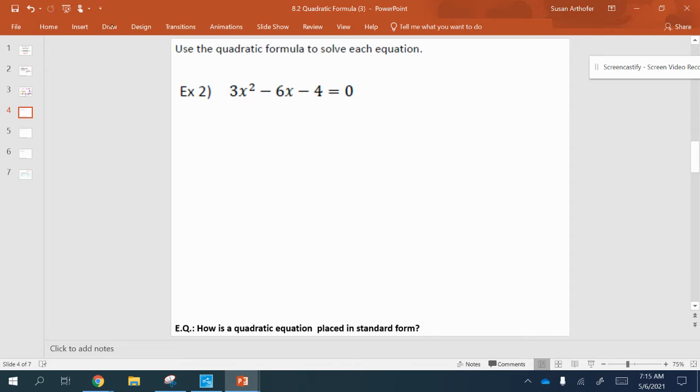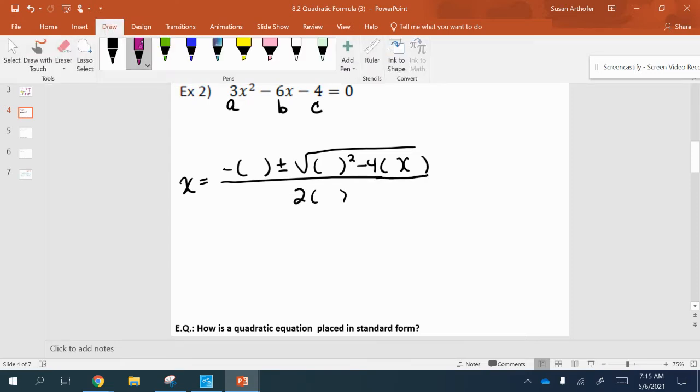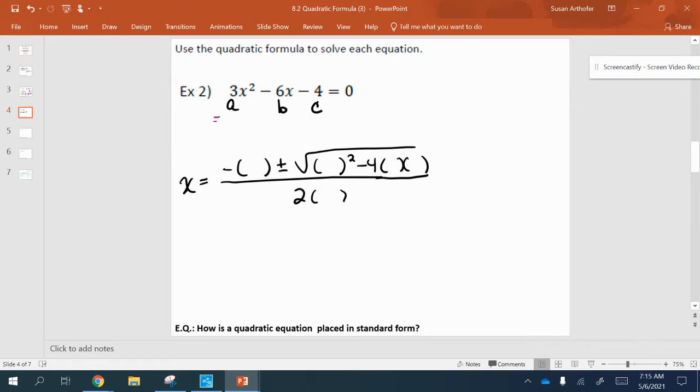Okay, this one is set up equal to 0. This is our A, B, and C. So draw out your quadratic formula with all your parentheses. We're going to fill in A, B, and C. So A equals 3, B equals negative 6, C equals negative 4. So you do have to take the signs with. So remember, it's negative B, B squared, 4, A, C, over 2A. So negative 6, negative 6, 3, negative 4 over 3.